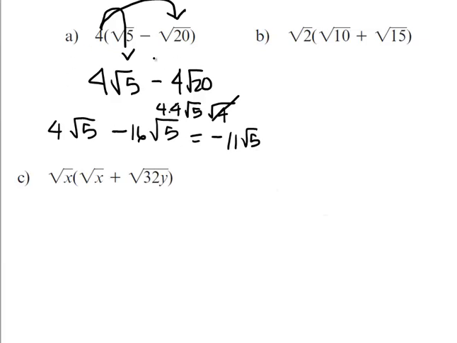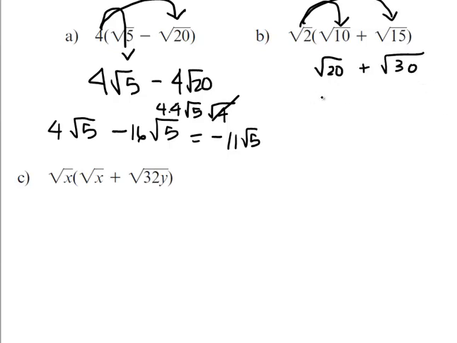So again, you always want to simplify. It's just like you always want to reduce fractions. You always want to get this as tidy as you can. So let's take a look at this. So the square root of 2, I'm going to do this a different way for you. First I'm going to distribute. So the square root of 2 times the square root of 10 gives me the square root of 20. The square root of 2 times the square root of 15 gives me the square root of 30.